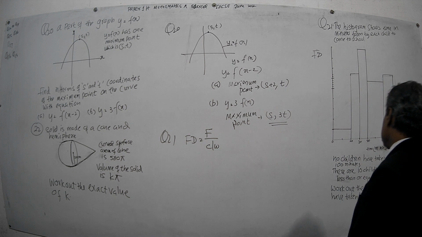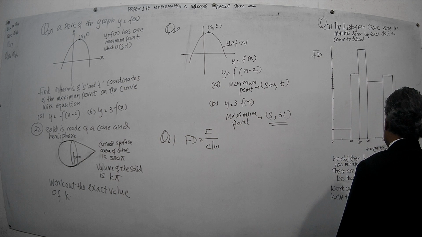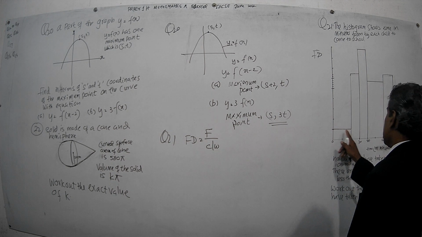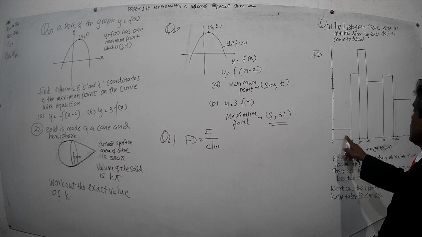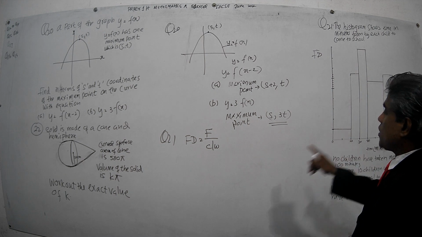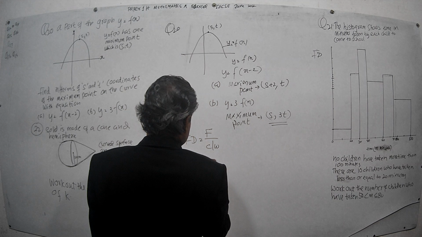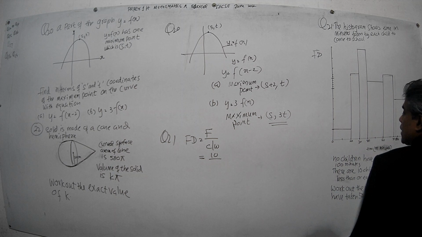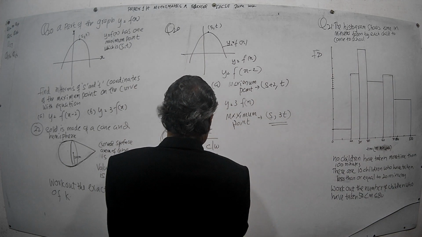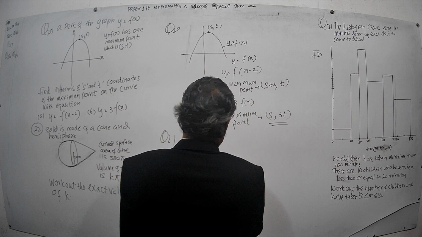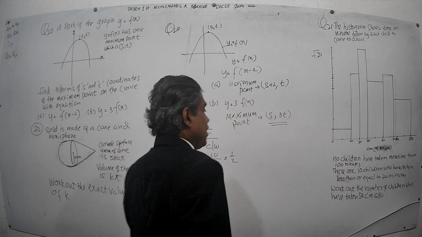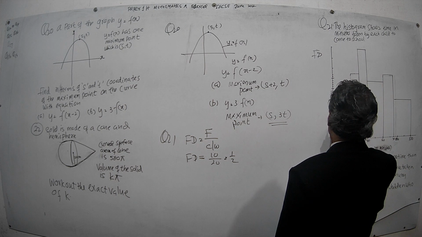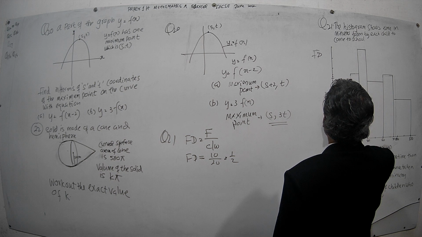How do you find that? To find that, we use the data given, that 10 children. The area of this box is 10, otherwise the frequency of this box is 10. We will apply this. What is the class width of that? The class width of that, 0 to 20, is 20. Then the FD of that is 10 over 20, that is half. So this FD value here is half. Then here is half, which means this is 1.